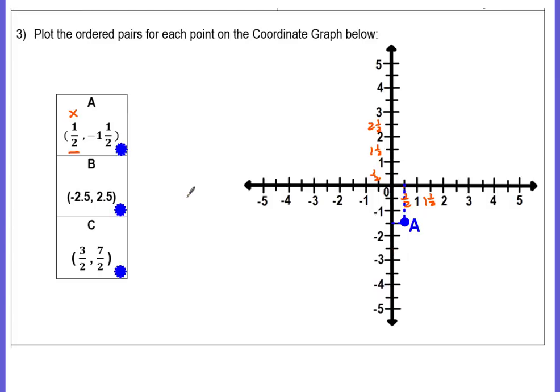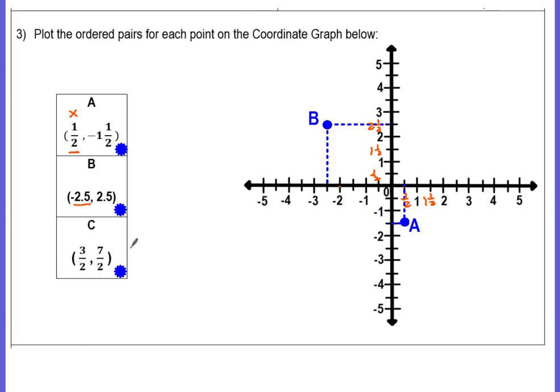Now let's go ahead and do point B. -2.5, +2.5. So again, start at your origin and let's find -2.5 on the x-axis. Negative is to the left. Here's -2. We need to go halfway between -2 and -3. This is your -2.5. Our y coordinate is a positive 2.5. So this would be the location of point B.